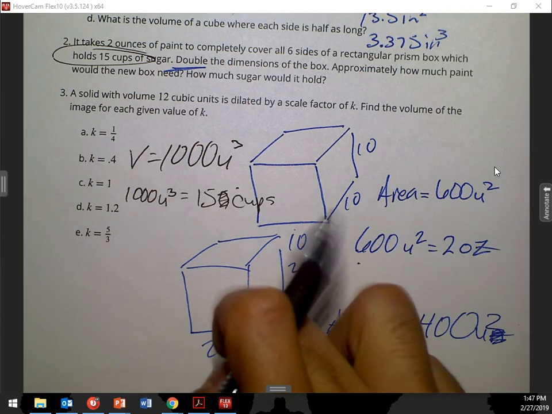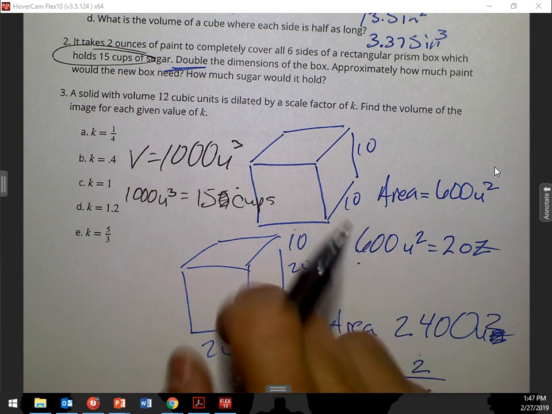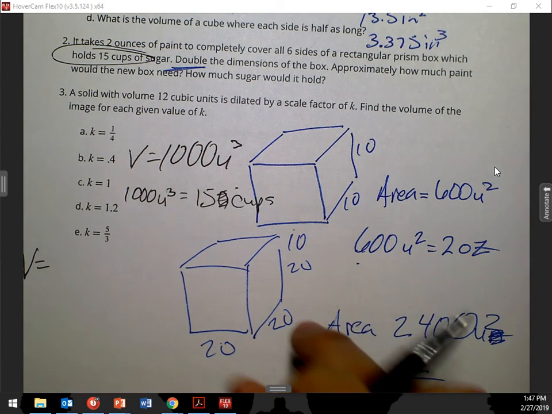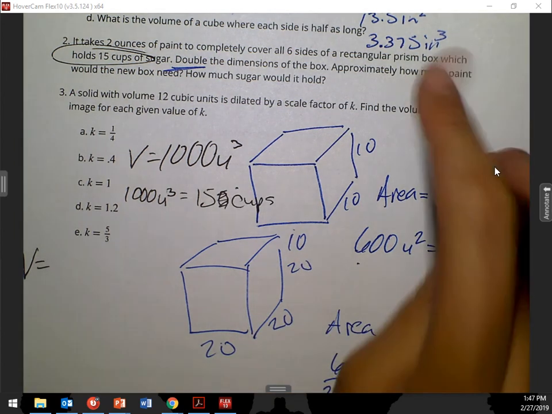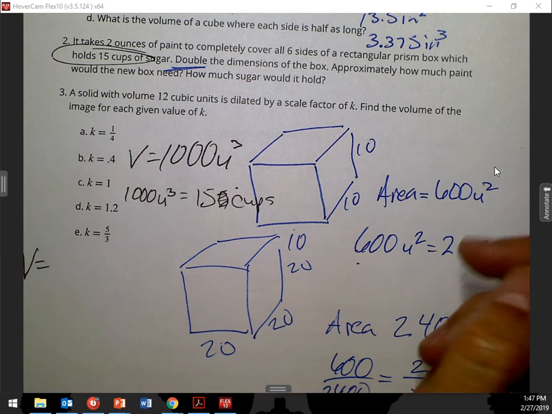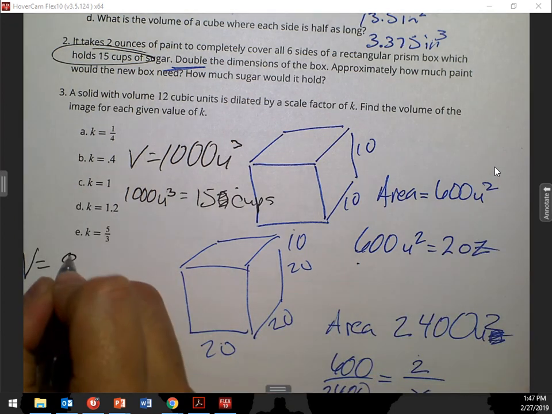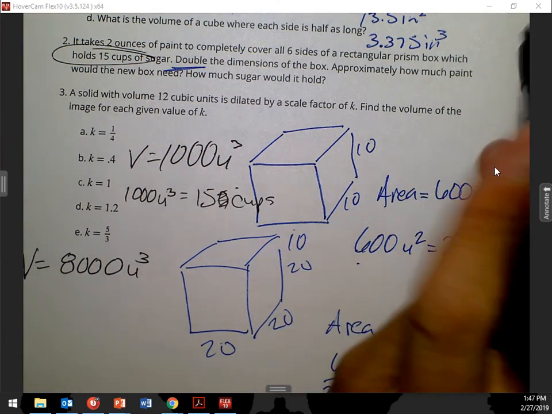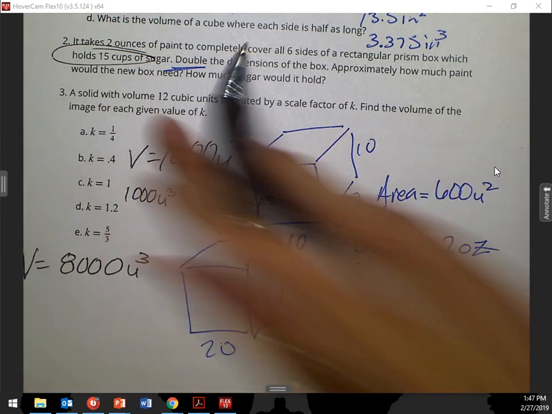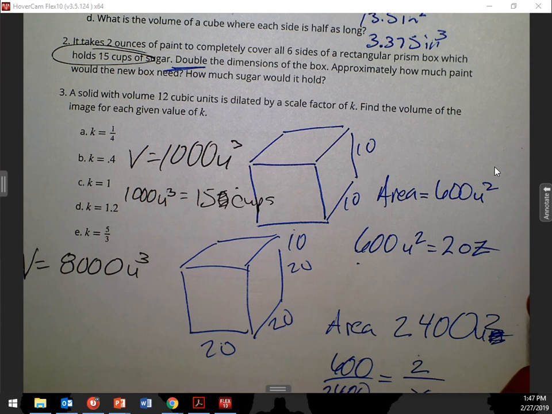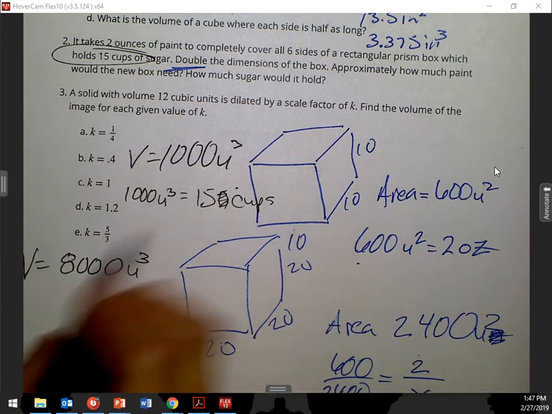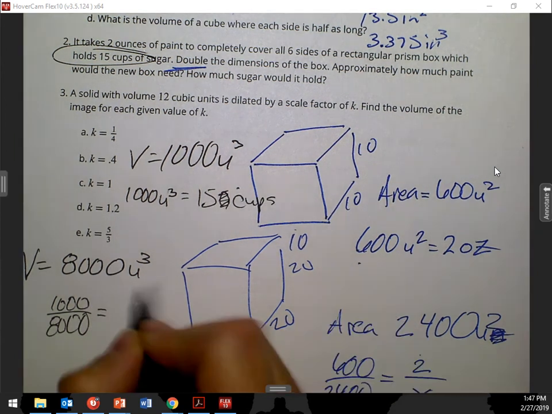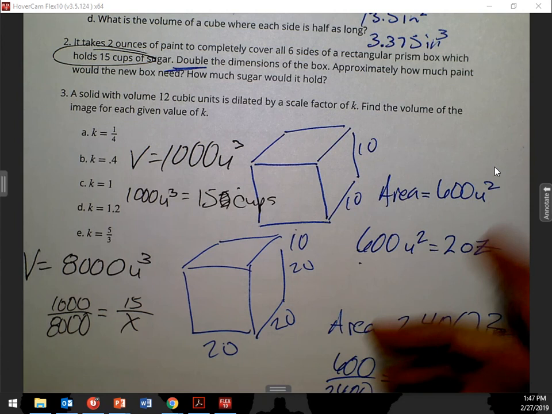All right, so now my new box. What is the volume of the new box? 20 times 20 times 20. 8,000. And I could do the ratio again, right? So I want to know how much this one's going to fit. So 1,000 over 8,000 is equal to 15 over, I don't know yet.